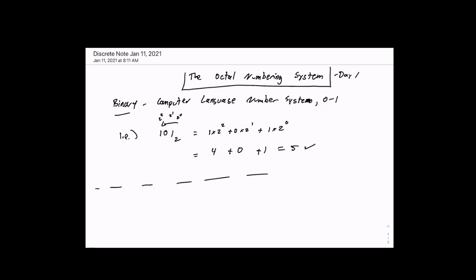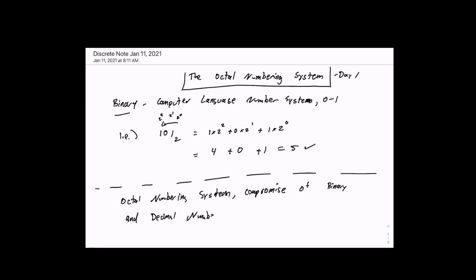Now, the octal numbering system is in essence a compromise of the binary and decimal number systems.